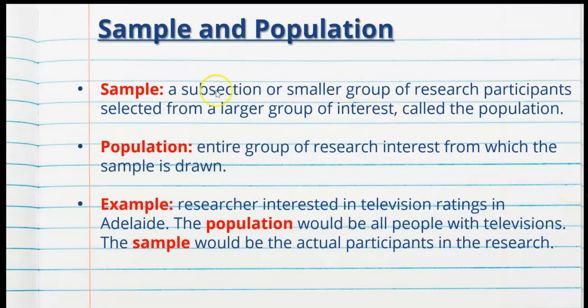So, in line with that, we need to look at the sample and the population. So the sample is the subsection or smaller group of research participants selected from a larger group of interest called the population. So the sample is actually who we do the experiment on or who we use as part of our experiment. The population is the entire group of interest from which the sample is drawn. So for example, a researcher is interested in television ratings in Adelaide. The population would be all people with televisions who live in Adelaide, but the sample would be the actual participants within the research.